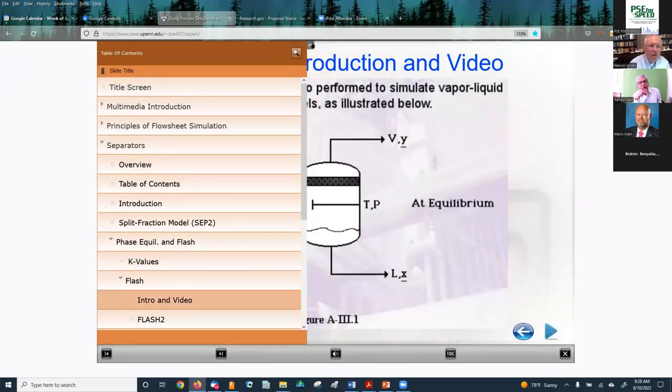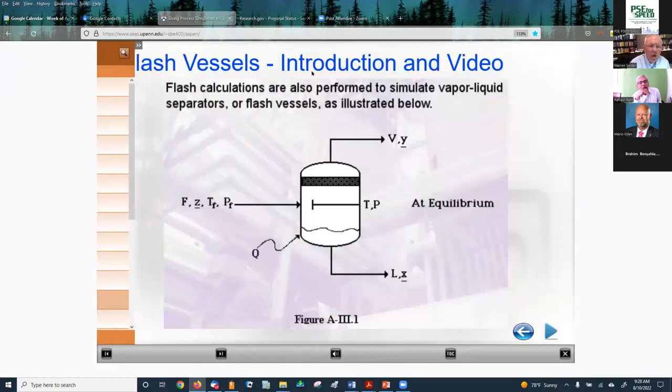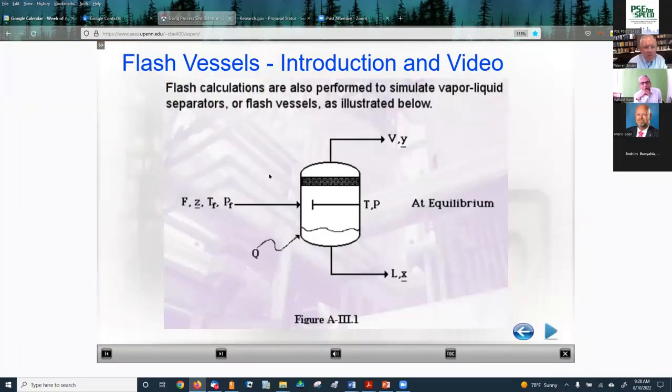Here we go. What we're doing is simply showing a simple flash vessel. There's the flow rate, mole fractions of the feed, temperature of the feed, and pressure of the feed. You have some heat coming in, or maybe it's coming out. You have temperature and pressure inside here. You have vapor and liquid mole fractions, the flow rate of liquid, and so on. Everything is assumed to be at equilibrium.